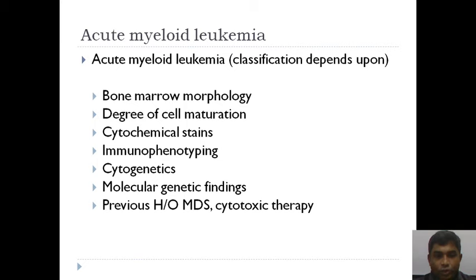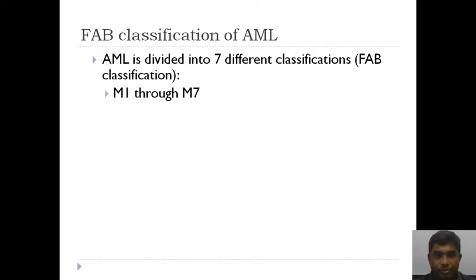We also need to know about the previous history of MDS, because we know MDS can lead on to acute myeloid leukemia, and this behaves in a poorer fashion. And the history of prior cytotoxic therapy: prior cytotoxic therapy is also associated with increased risk of development of AML.